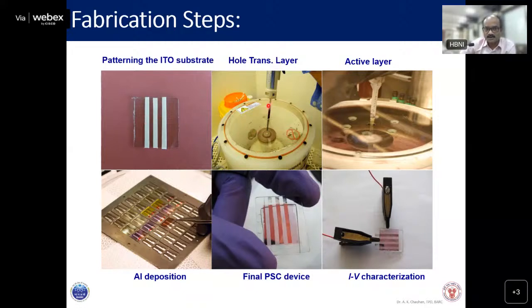And then you just put a drop here, and then this is rotating at a very high speed. Here also you can see it is rotating, and the active layer deposition. Over that, the active layer is depositing. Then this is the masking.